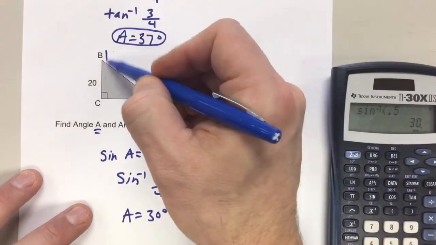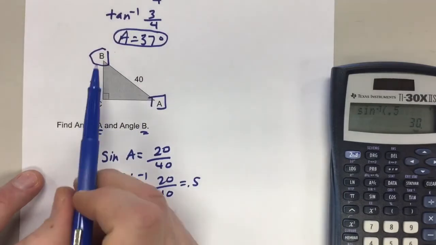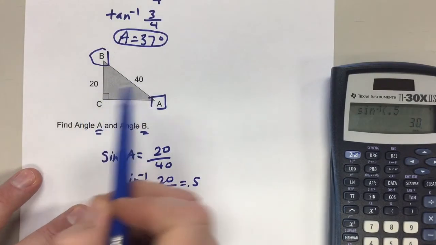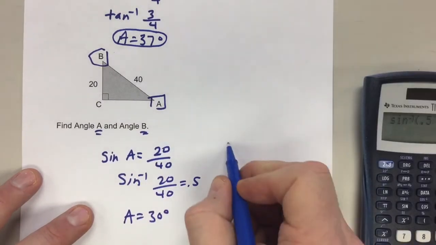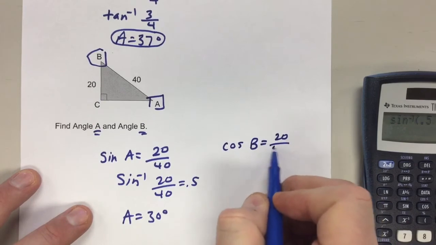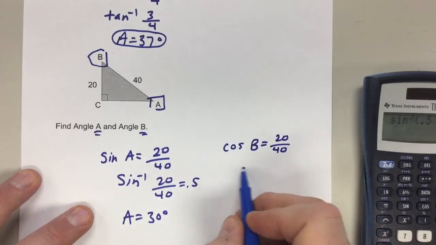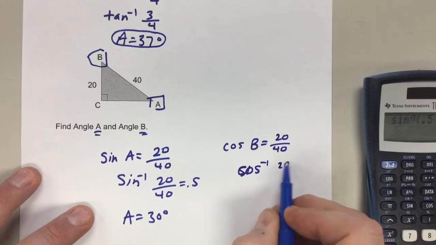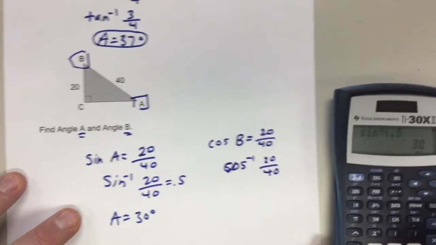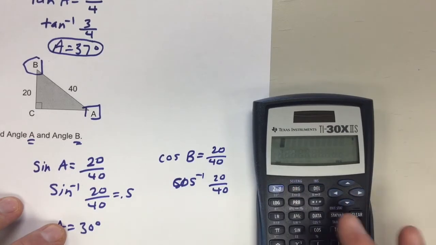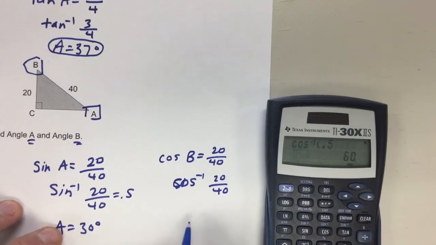Now to find B, up here, this time I have the adjacent and the hypotenuse. Adjacent and hypotenuse is cosine. So I'm going to say cosine B equals adjacent over hypotenuse. So to find the angle, I'm actually going to do cosine -1 of 20 over 40. And remember, 20 over 40 is the same as 1/2. So I'm going to do second cosine this time, 0.5, and I get 60 degrees.